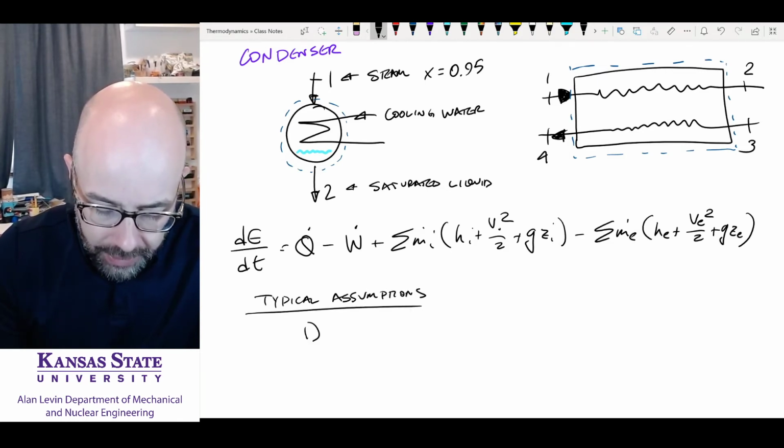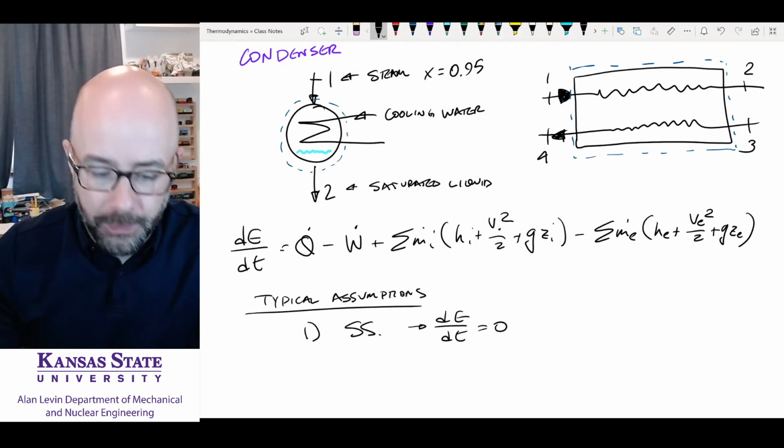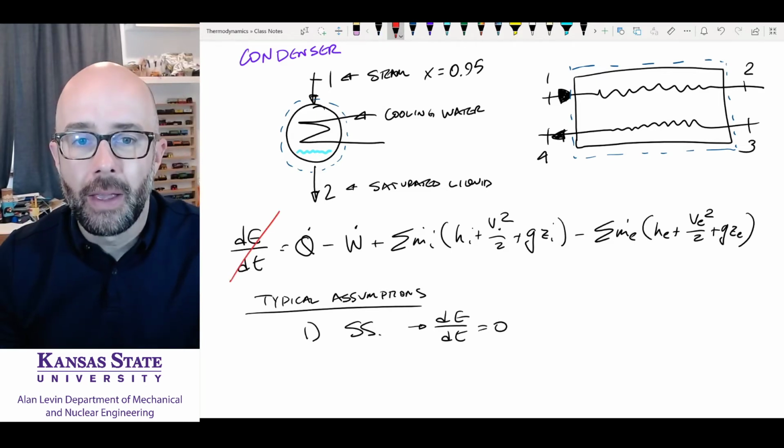Well, the first one is going to be what we do for everything. We're going to say steady state. That means that our change in energy with respect to time is going to be equal to 0. So we can take away that assumption.